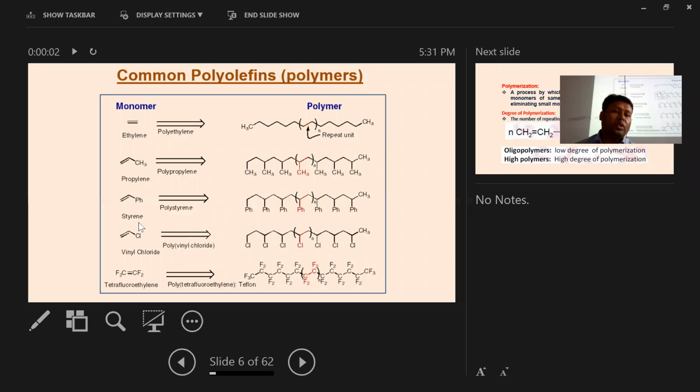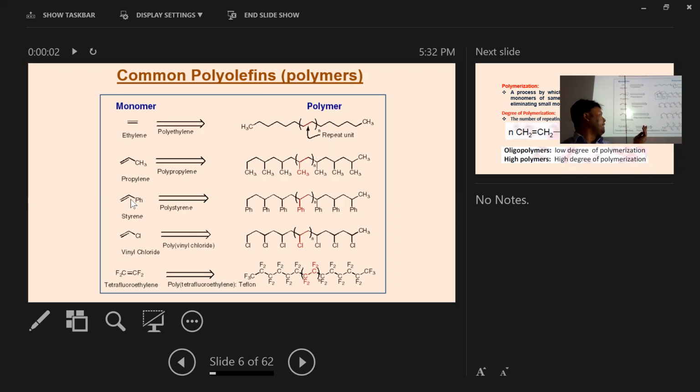Polystyrene. So styrene is the monomer unit. This is our styrene. This is phenyl, and this is just a double bond. So if you have millions or multiple styrene, then we can consider that as polystyrene. Vinyl chloride, then we will have the polyvinyl chloride, which I call PVC.